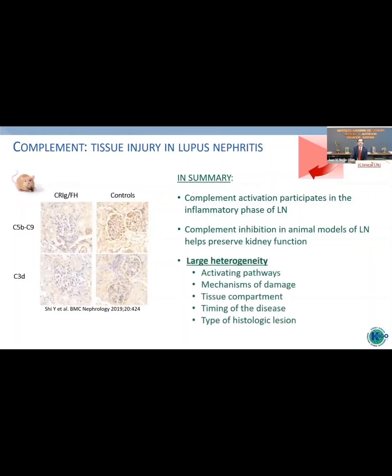So what is the actual problem? The actual problem is heterogeneity. It's heterogeneity between patients, because in some patients complement is activated through the classical pathway, in some others through the alternative. There may be a combination. There may be one in the glomeruli, another in the tubular interstitium. And we lack biomarkers to know which pathway is active and which mechanism of damage is acting in each patient.